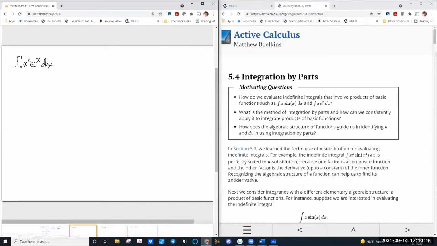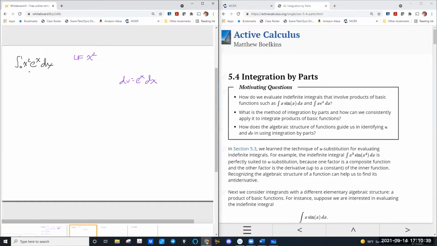This one is very similar to the last one. A u sub still won't work because of the same issue as before. We would need, if this were x squared and this were x, u sub would be great. It's not. So integration by parts is a good candidate, and we're going to have this very similar setup to the last one. So u equals x squared, dv equals e to the x dx.